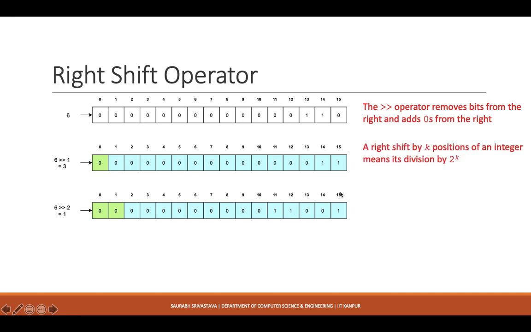The right shifting of an integer by k positions is essentially equivalent to its division by 2 to the power k. Now this division is the integer division that we know, the integer division thing that you have already seen. So that is what is happening here. If you divide 6 by 2, it becomes 3. If you divide 6 by 2 to the power 2, that is 6 by 4, the answer is 1, right? Because the integer division 6 by 4 will give you 1.